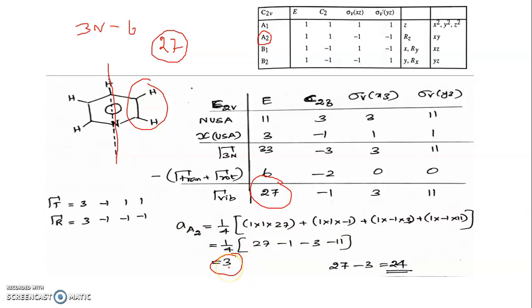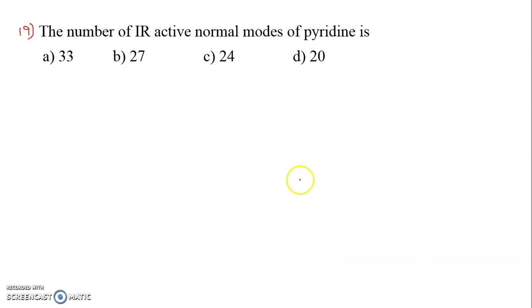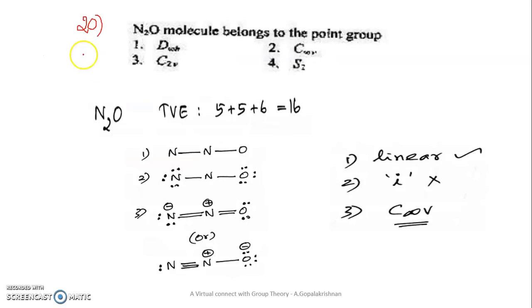We'll get 3 here. So 3 modes correspond to A2 which are IR inactive. Total mode is 27. So subtract 3 from 27. 27 minus 3, 24. These 24 normal modes are IR active modes. So the correct option is 24. So 24 modes are IR active in pyridine. Are you clear? See the next question.